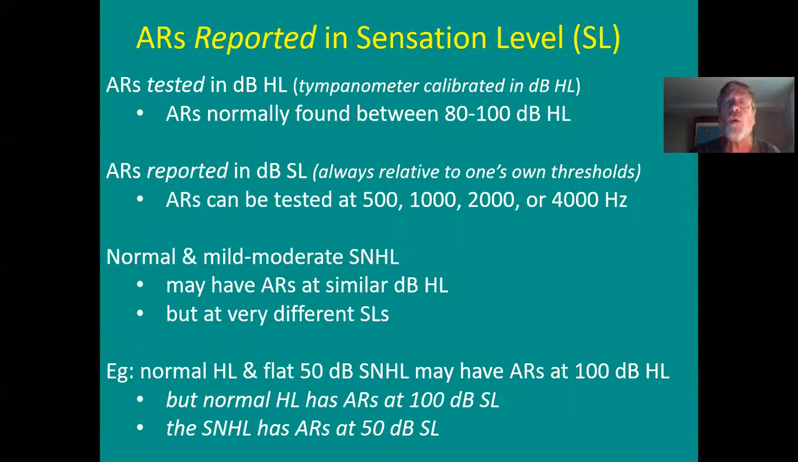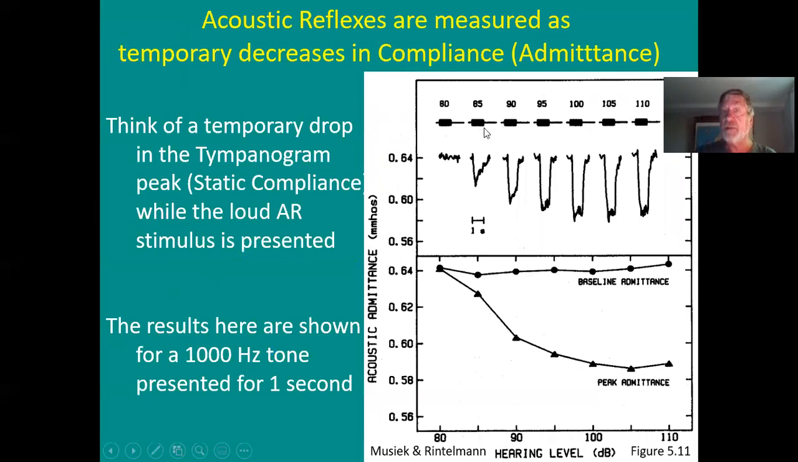Acoustic reflexes are always reported in sensation level. Remember that too. Okay? You may have acoustic reflexes kicking in at, let's say, 85, because this guy had an acoustic reflex. But if his hearing loss was 50, what was his sensation level? 35. 85 dB HL was the intensity of the sound put in his ear. But if he has a 50 decibel hearing loss at that frequency of the tone, then his floor of hearing is 50, the tone was put in at 85, his sensation level for that acoustic reflex was 35.